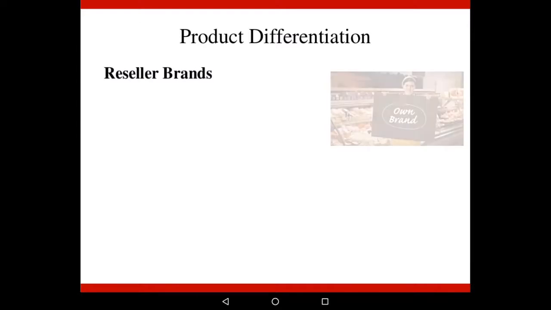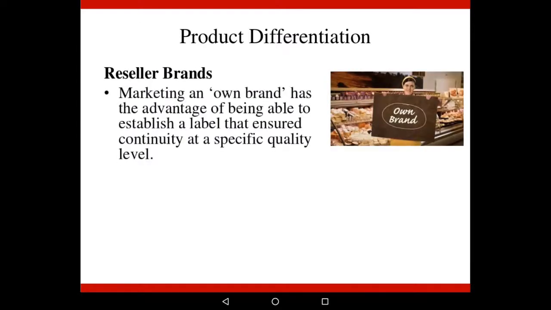Okay, then we have reseller brands. Marketing an own brand, right? This is our brand. Has the advantage of being able to establish a label that has ensured continuity at a specific quality level. So people always know that if we go to that place, we're going to get their brand, which has a specific quality, and you can keep it continuous.